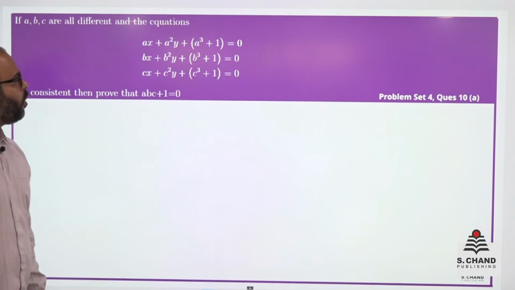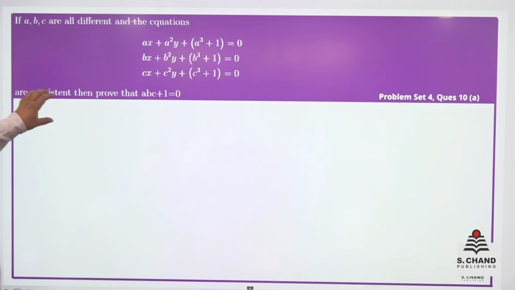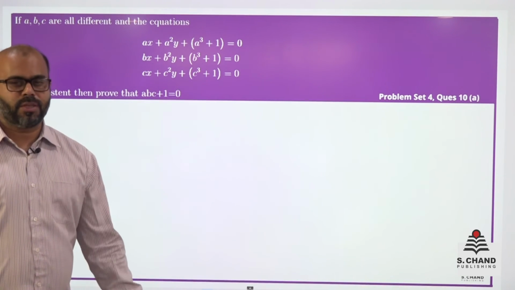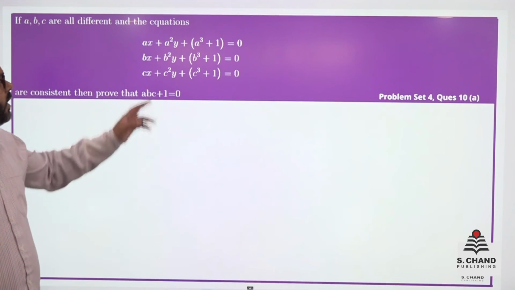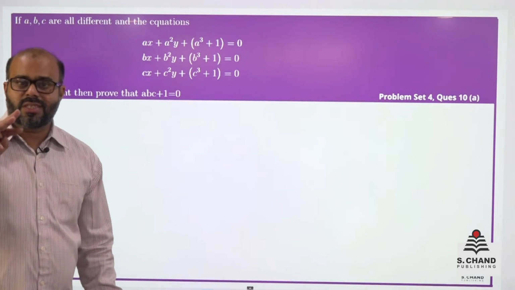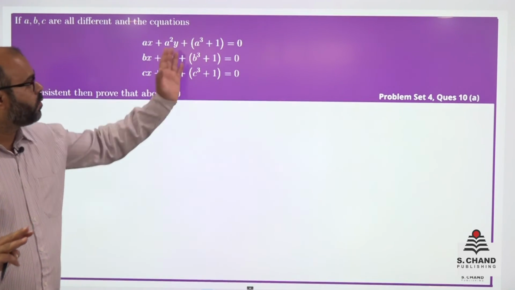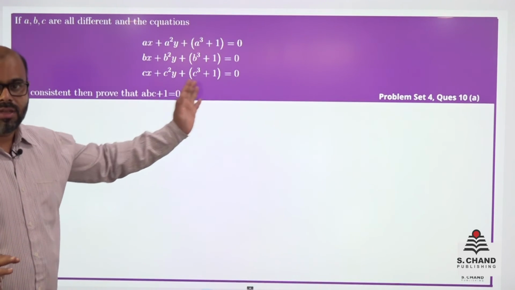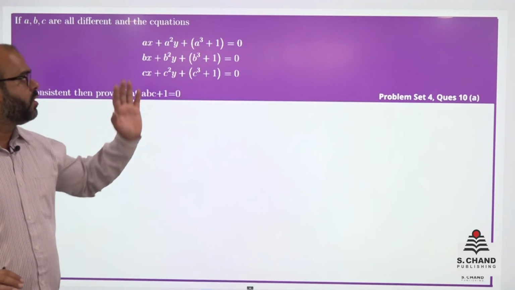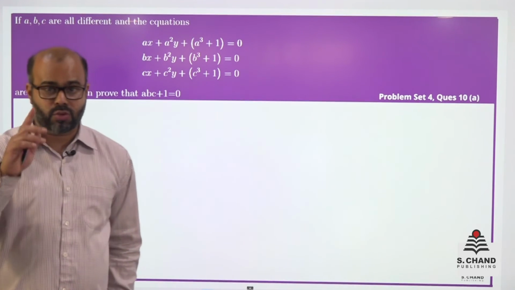If ABC are all different and the equations are consistent, then prove that ABC plus 1 equal to 0. So here it is 3 equations in 2 variables, not 3 variables. No z is there. Be quite attentive while seeing these equations. Be cautious. So it is not the case of Kramer's rule.